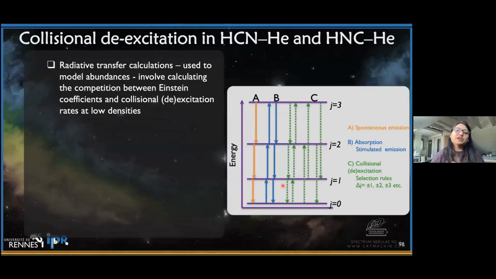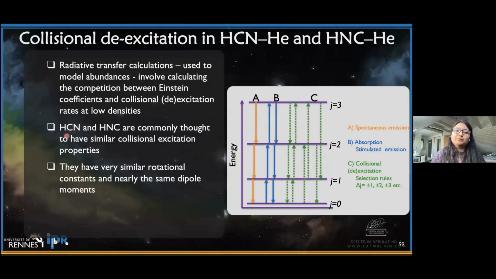So what happens is whenever you have this collisional de-excitation of this system, okay? Helium is one of the major colliders in the interstellar medium, okay? And this de-excitation is governed by the radiative transfer equations, which are quite popular within the astrochemical modeling networks. And this involves calculating the competition between the Einstein coefficients and the collisional excitation. So you have spontaneous emission, absorption, and collisional de-excitation. So you need to understand the competition between this bunch of A and B and the C.